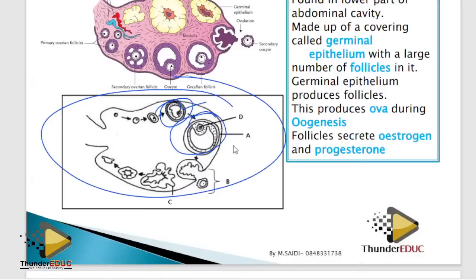Why is it called mature Graafian follicle? Check. The ovum is there, it's big enough, and it's just next to ovulation. This is the process of ovulation. You understand? So this is the ovum. So this is the empty Graafian follicle, which turns into corpus luteum. So this is corpus luteum, you see.